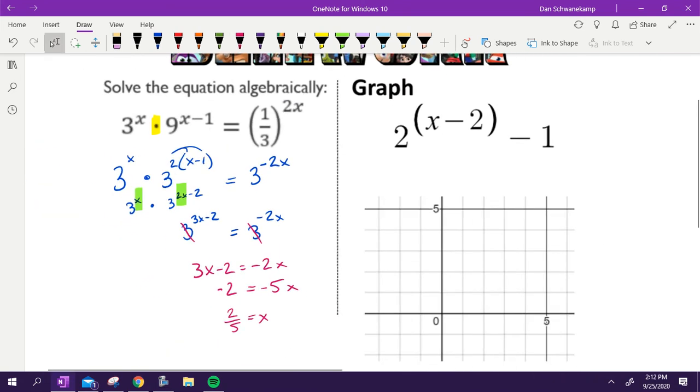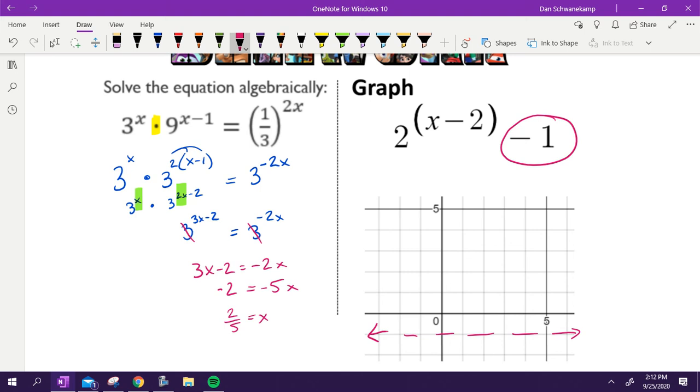Next part. We are graphing. So this is just graphing exponentials. We did this last Friday, I think. 2 to the x minus 2 minus 1. It's an exponential. Show me with your arms. What does an exponential look like? It's this guy right here. Does an exponential have a vertical asymptote or horizontal? Horizontal. Show me with your fingers. Where's that horizontal asymptote going to be? This one is going to be at -1 because I got that -1 tagged on the end. So I'm going to put the horizontal asymptote here at -1.